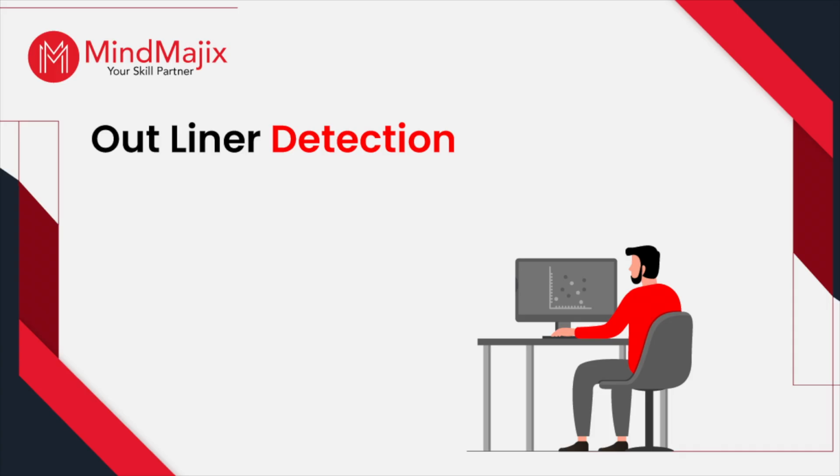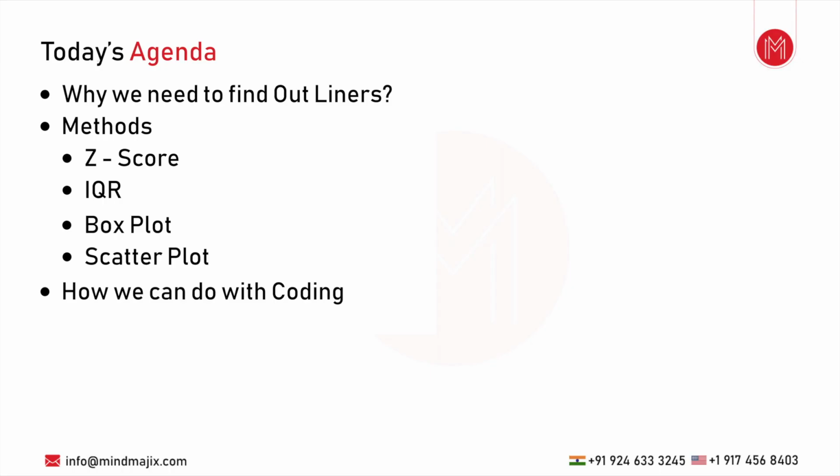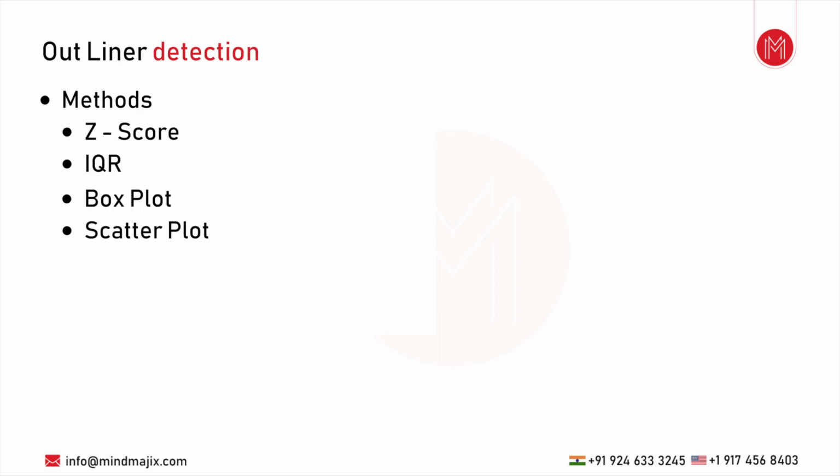Hey and welcome. In this video, we will discuss a very important topic today. That's outliers: what are outliers, why they are important, and why to find them. The methods that we're going to discuss today are z-score, IQR, box plot, and scatter plot. First of all, let's discuss why we need to find outliers.